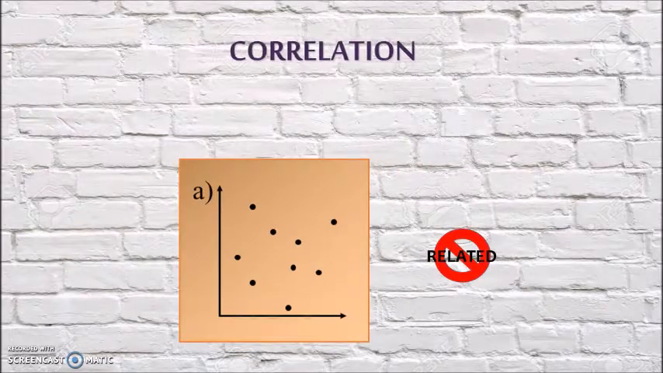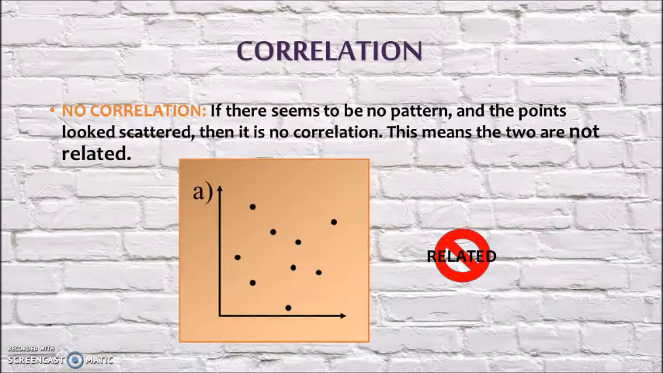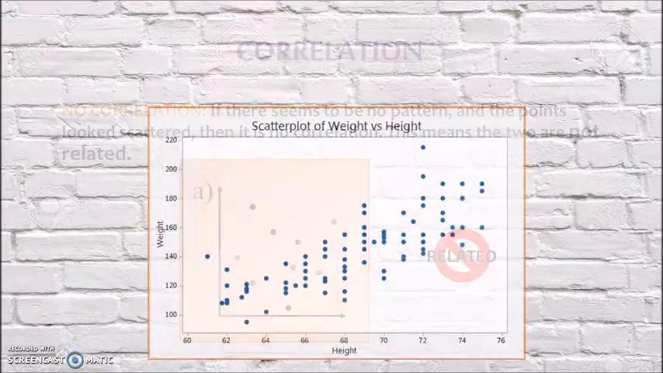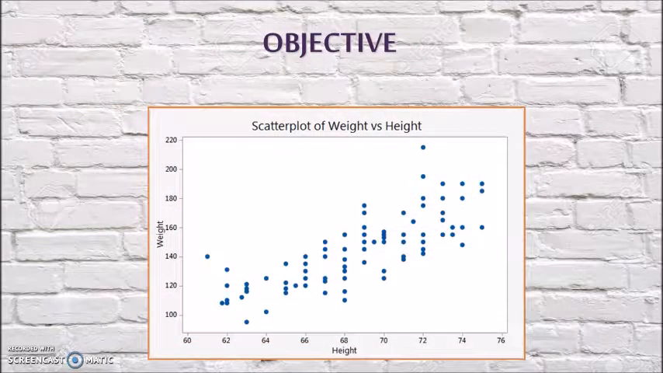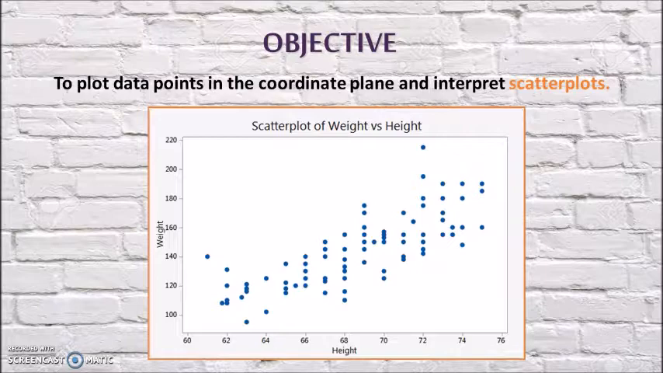And finally, if there seems to be no pattern and the points look scattered, then it's no correlation. This means the two are not related. To sum up, the aim of this type of analysis is to plot data points in the coordinate plane and interpret scatterplots.